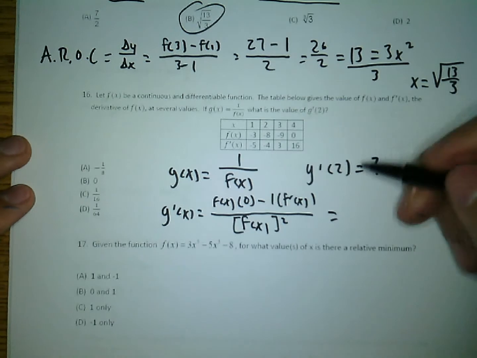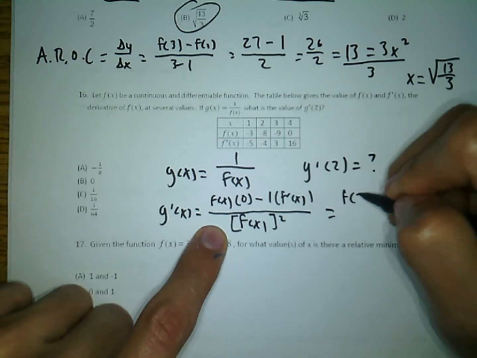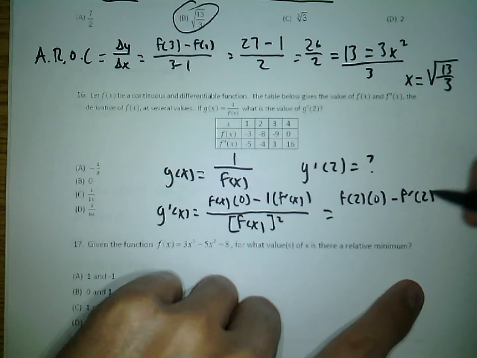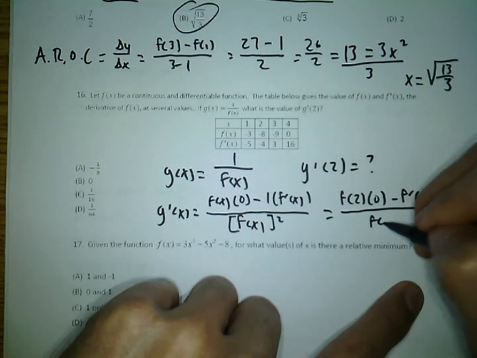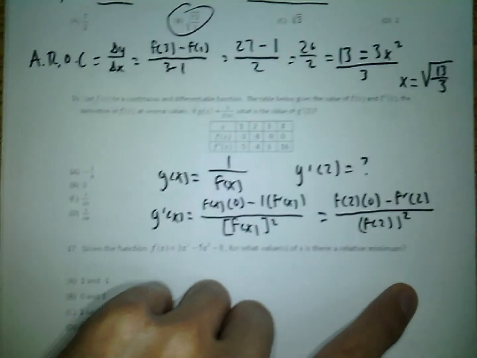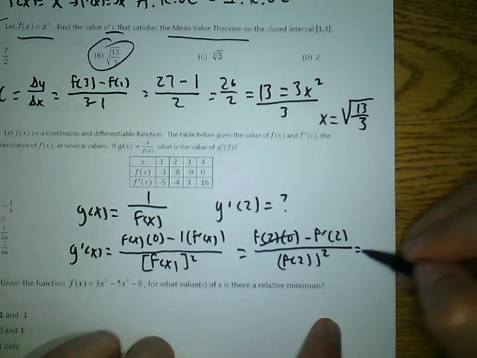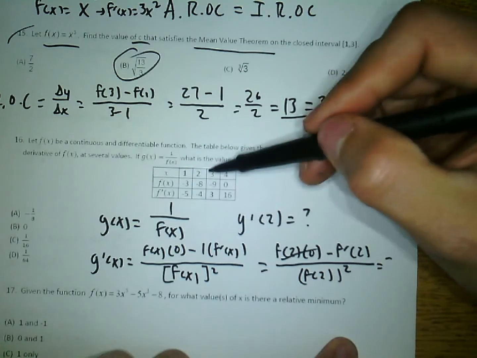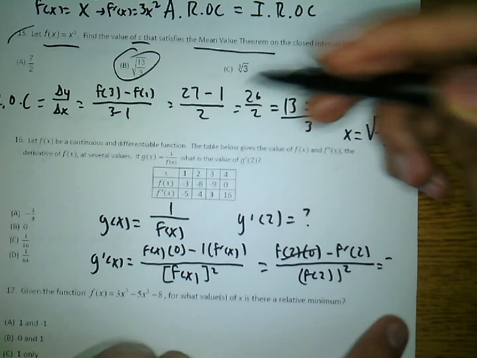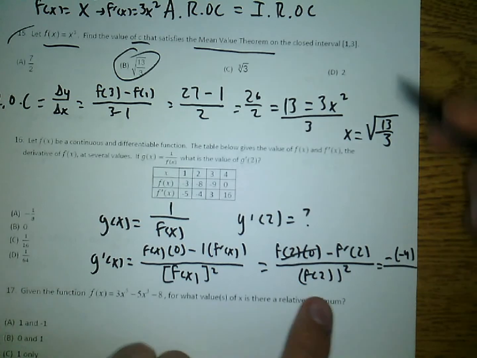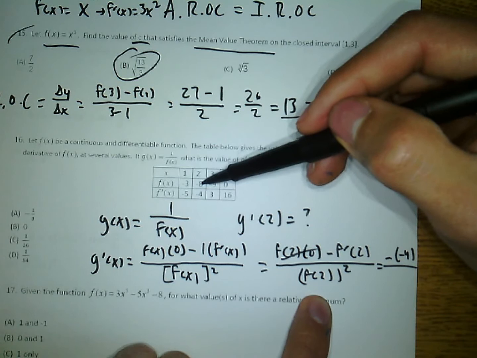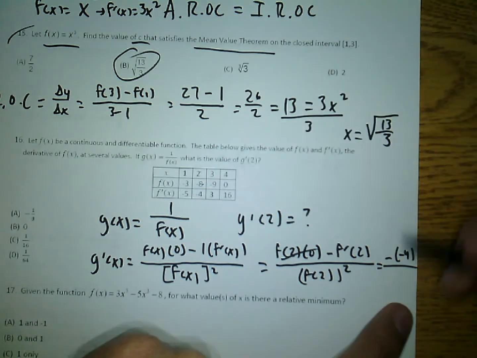So I'm just going to now plug in 2. So that's going to be f of 2 times 0 minus f prime at 2 all over f of 2 squared. Okay, so that part's gone, so it's going to be negative. All right, so f prime of 2. So now, if I look at the table, here's 2. F prime is negative 4. And then f of 2. So f of 2 is negative 8. Negative 8 squared is 64.